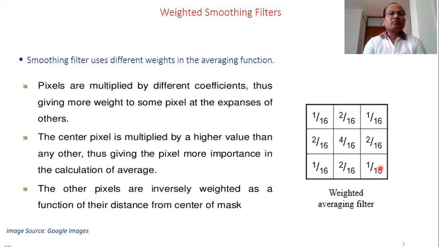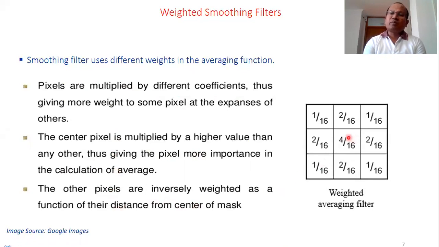So the smoothing filter uses different weights as an averaging function. Pixels are multiplied by different coefficients, thus giving more weight to some pixels at the expense of others. Some pixels will get more weight, some will get less. The central pixel is multiplied by a higher value than any other, thus giving that pixel more importance in the calculation of the average. The other pixels are inversely weighted as a function of their distance from the center of the mask.